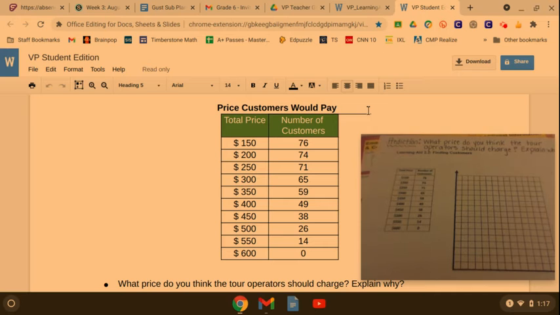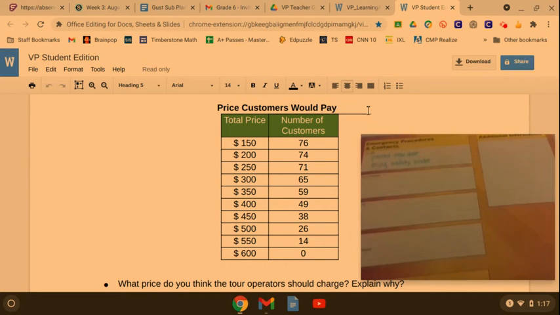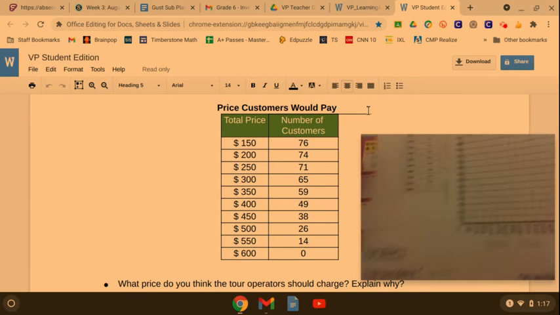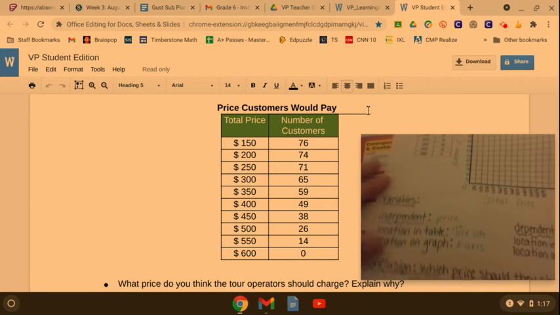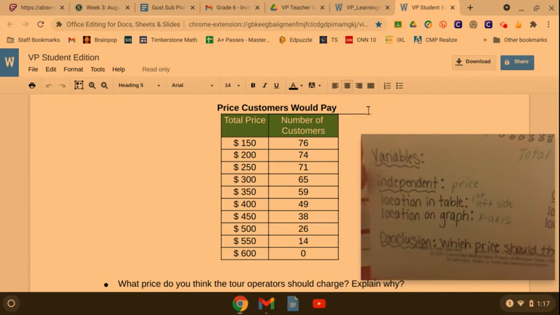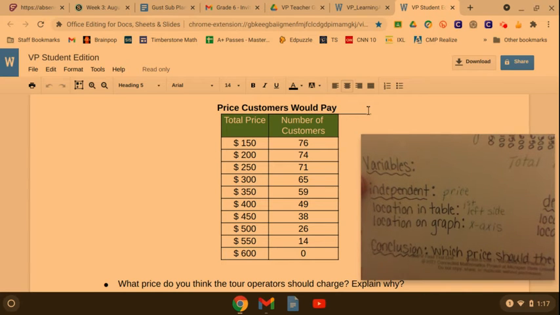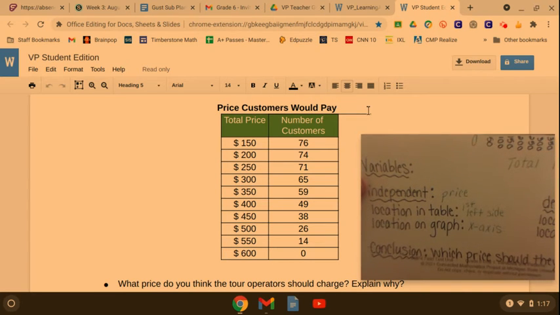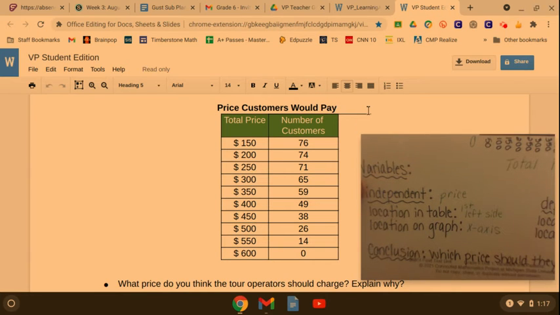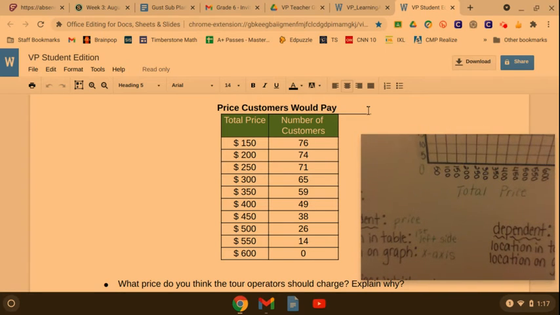So I'm going to have you take those notes, and this is what your notes will look like when they're finished. You will have price as your independent variable because it's on the left side of the table, or that's what comes first. And it goes on the x-axis. So you can see I started labeling my graph and I put total price on the bottom on the x-axis.